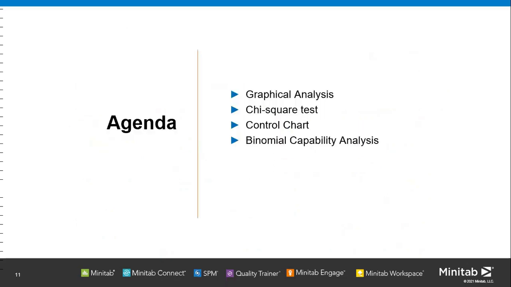Okay. And then our agenda today is graphical analysis. We focus on the graphical analysis or visualization, and then we go for the chi-square test. After that we go for the control chart, and then we go for the binomial capability analysis. For each tool we will demo based on a non-manufacturing case study. So hopefully we'll get some input from this webinar in order to enhance your ability to use Minitab Statistical Software.